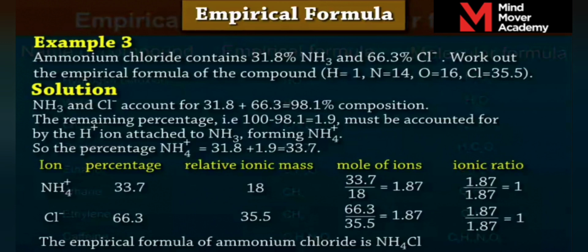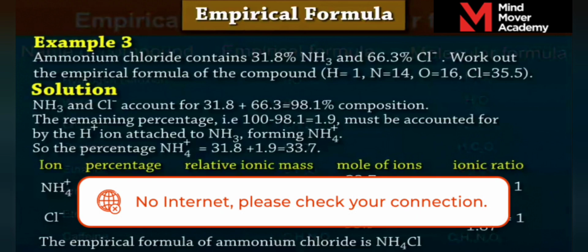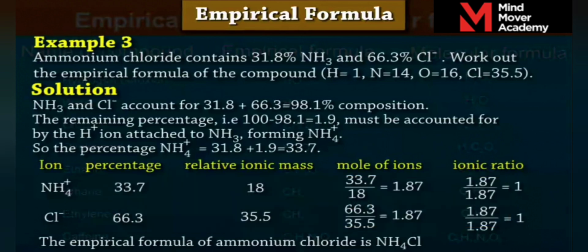For NH4 plus, 33.7 divided by 18 is equal to 1.87. For Cl minus, 66.3 divided by 35.5 is equal to 1.87. Now we will divide the moles of ions. 1.87 divided by 1.87 is equal to 1, and for Cl minus, 1.87 divided by 1.87 is equal to 1. Therefore, the empirical formula of ammonium chloride is NH4Cl.